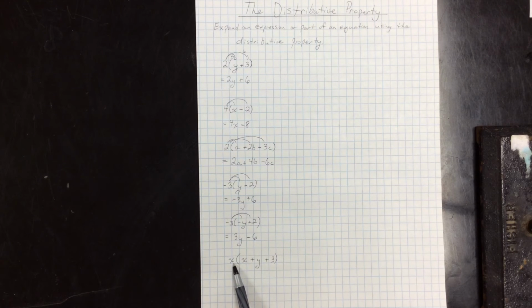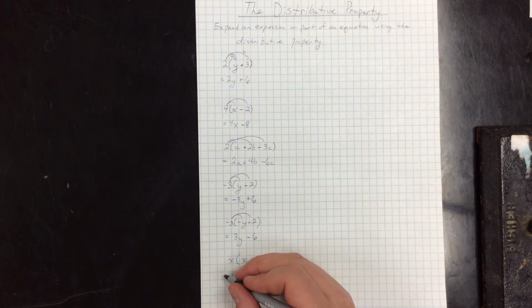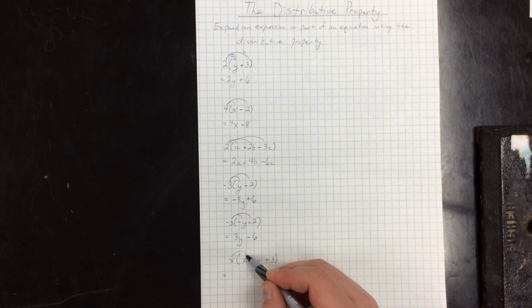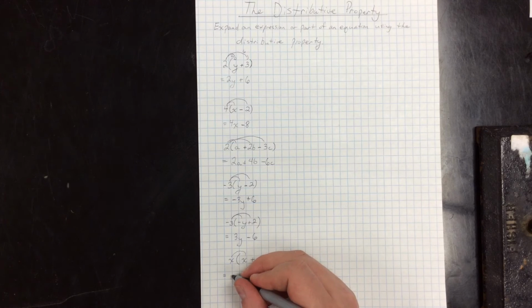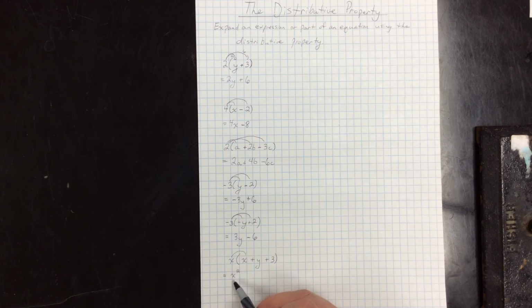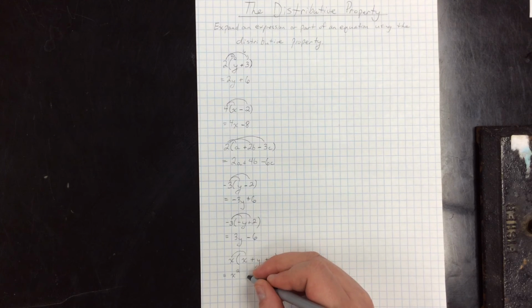I might even have a variable on the outside. So this is x multiplied by, in brackets, x plus y plus 3. Let's see what happens with this. x multiplied by x. So x times x, we can write as x squared. That actually means x multiplied by x, which we just did.